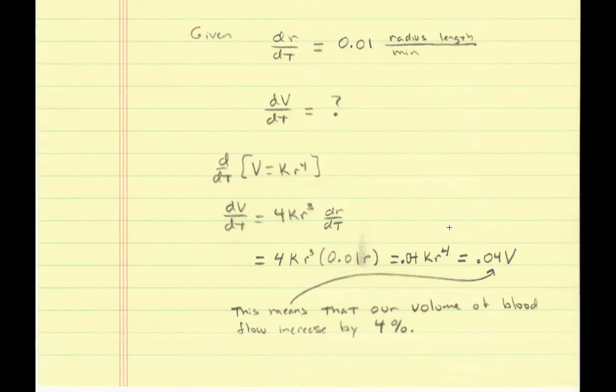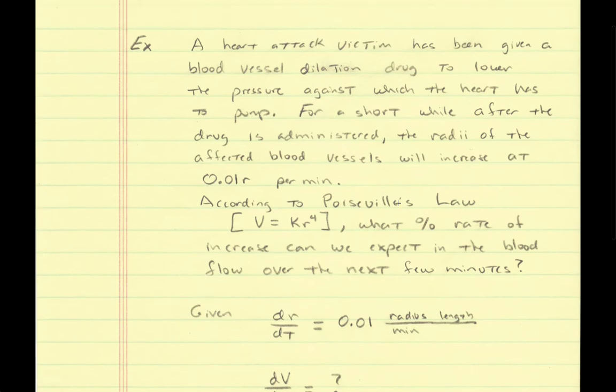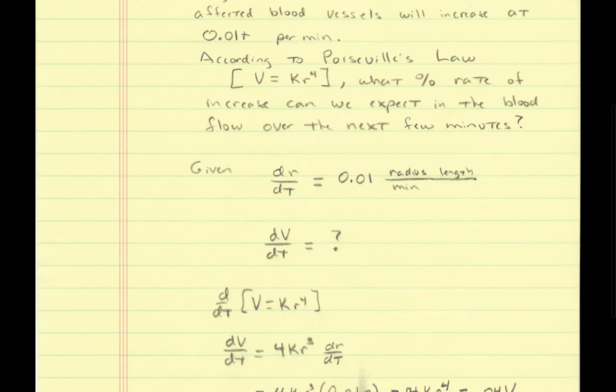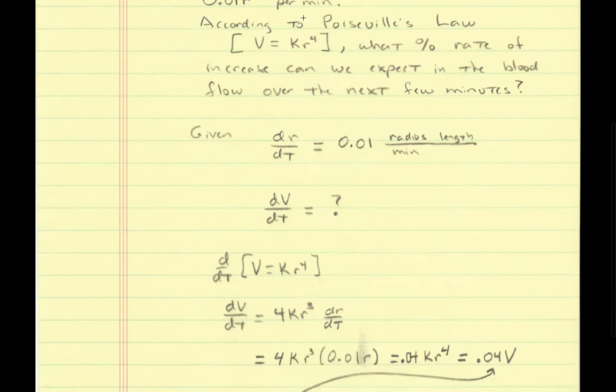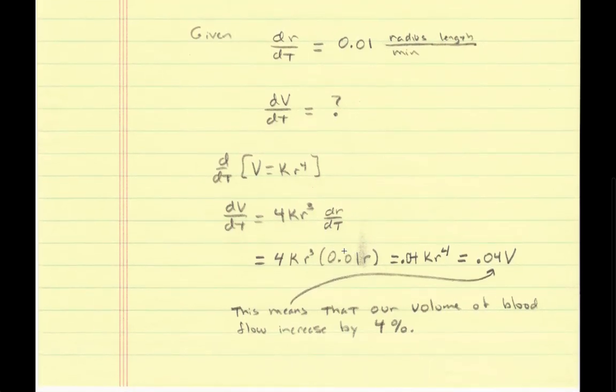So what I can read this now as is the rate at which the volume is changing is 0.04 of your total volume, which would mean that the volume of the blood flow increases at a 4% rate. That's what this drug is doing. It's a very complicated looking problem, but it actually turns out to be a very simple related rate, based upon the given rate of radius increase, the volume formula based upon the mathematician's law of how volume increases, a little multiplication, substitution, and there's our answer.